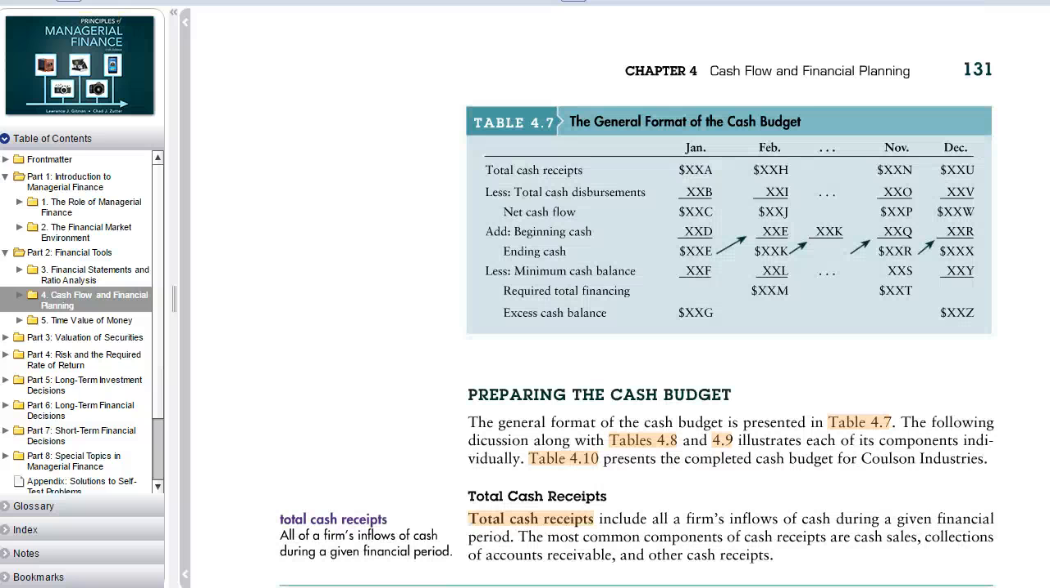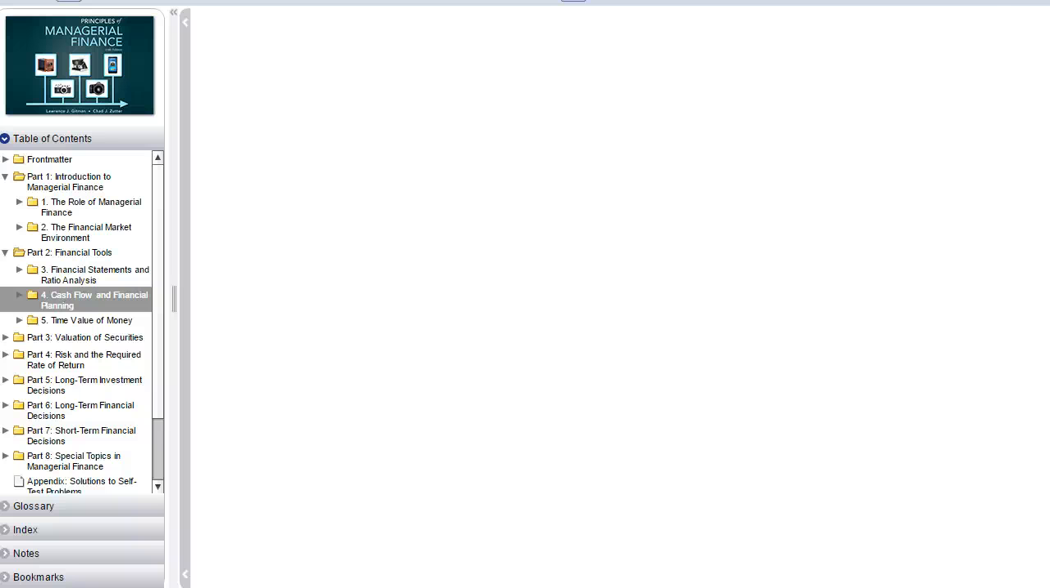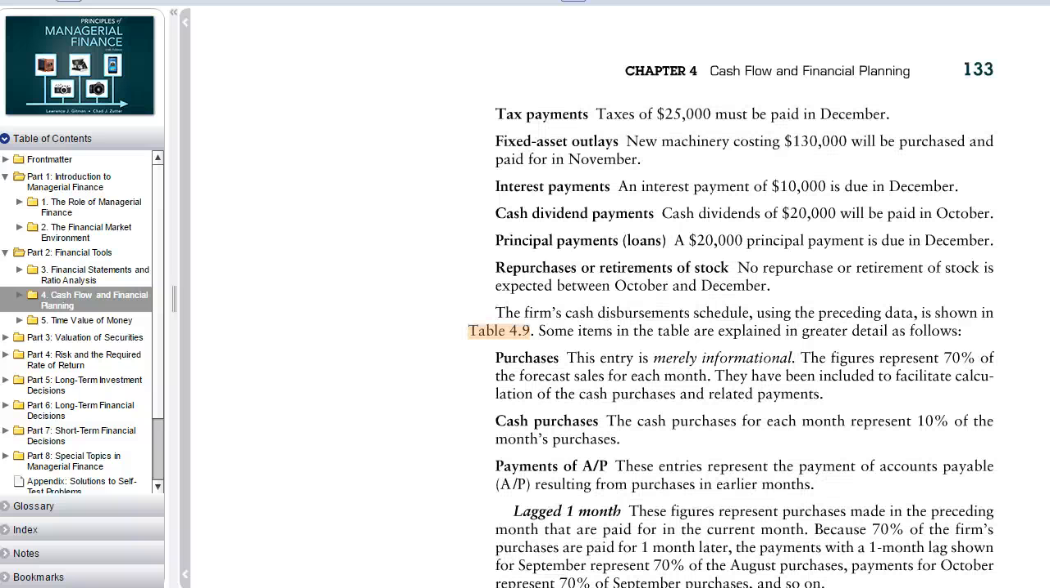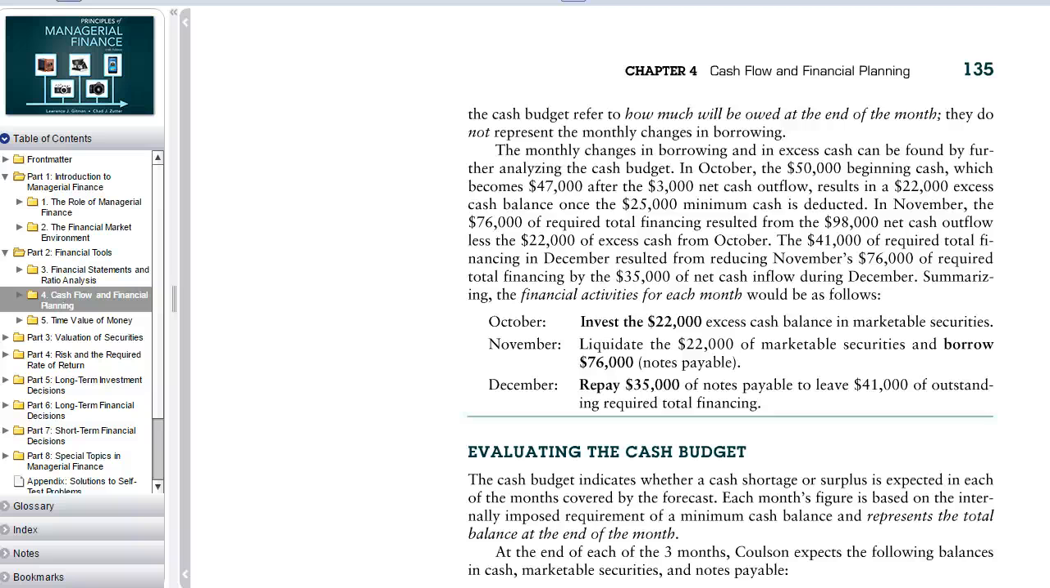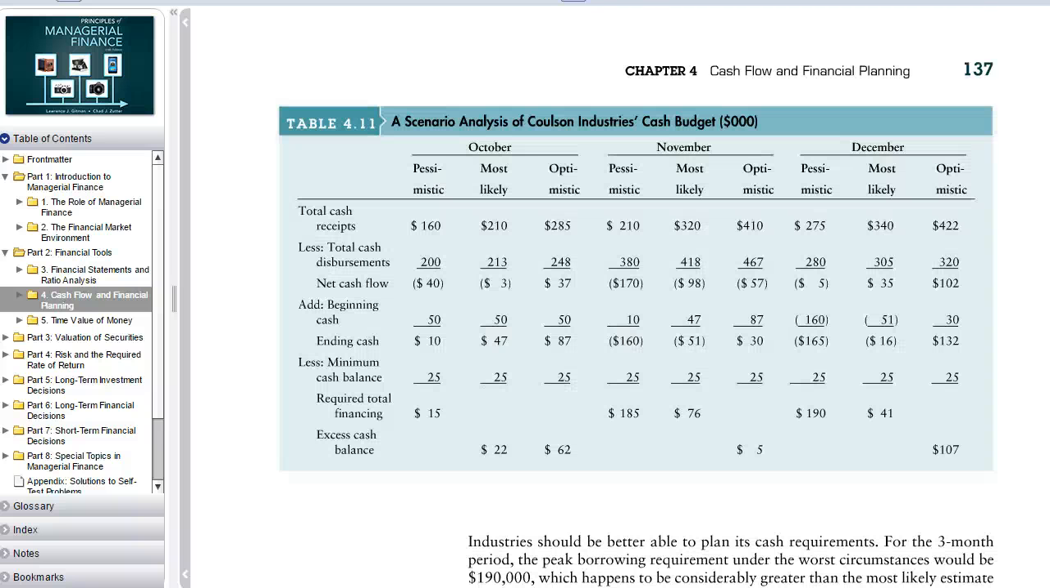It is really challenging. But this cash budget is prepared, and a lot of the rest of the chapter goes into how a cash budget is prepared and details the relationship between the different accounts in the cash budget, which is something that is pretty critical for a company to develop.